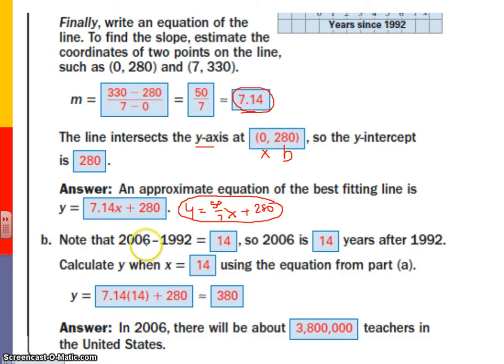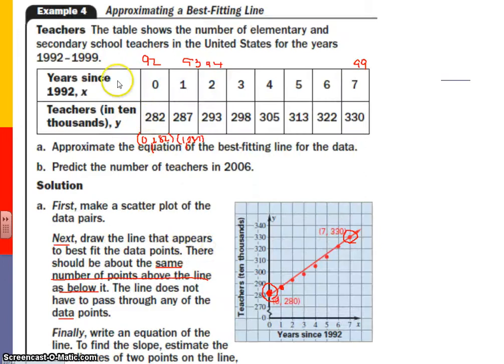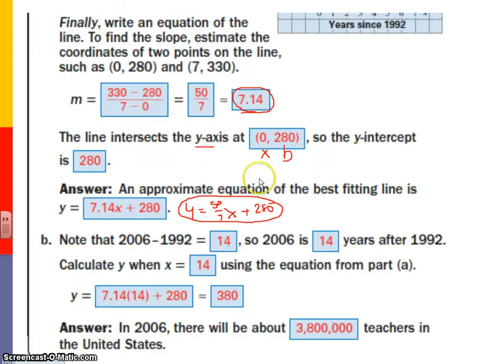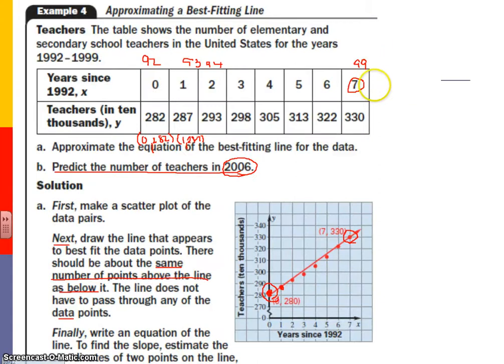Note that 2006 through 1992 equals 14. If you go back to part B, actually let me go back quick. It says predict the number of teachers in 2006. So that means 2006, well, what is 2006 minus 1992? We need to get this number just like we got 7. And that is 14. Oh, sorry. So, 14 is the number of years after 1992. This is your x. Because if you go back to the chart, we're just putting it back in the chart here. And here's your x, so this is 14.